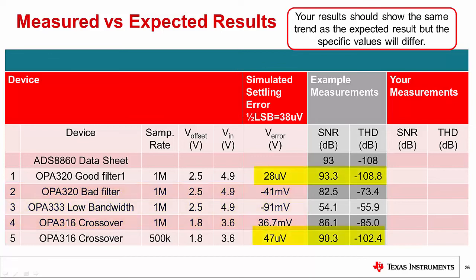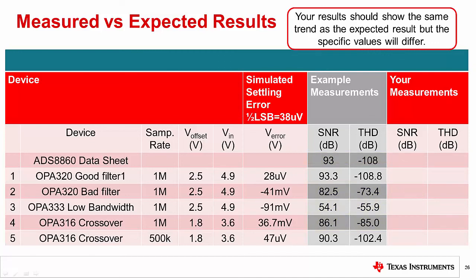Notice that the measured AC performance in the example measurements is very good in cases where the settling error is small. Remember, the ADS8860 datasheet performance is 93 dB for SNR and -108 dB for THD. If you look at experiments 1 and 5, the circuit approaches this performance. Comparing the performance for the other experiments shows significant performance degradation. Thus, the settling results in the simulations correlate well to the measured AC performance.